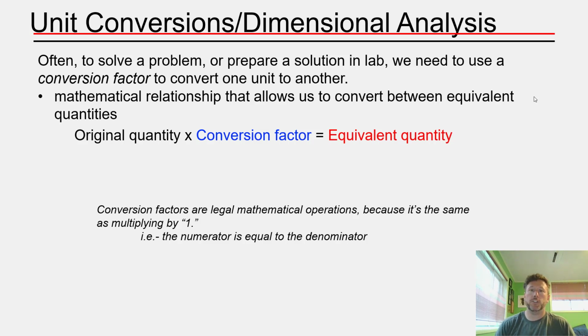Okay, so unit conversion and dimensional analysis are two equivalent terms, and they're both terms which are used to describe a general mathematical process in science of using a ratio between two equivalent measurements as a conversion factor to convert a measurement from one set of units to an equivalent measurement in another set of units.